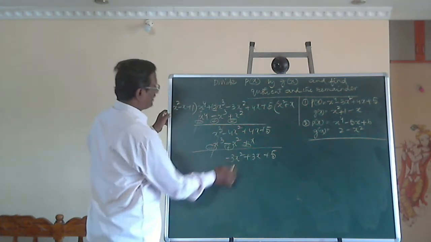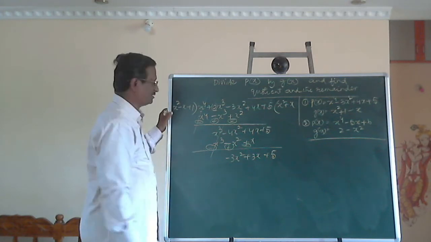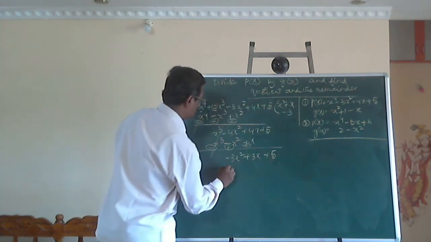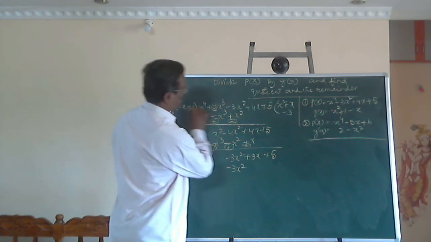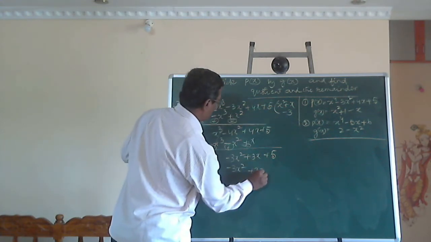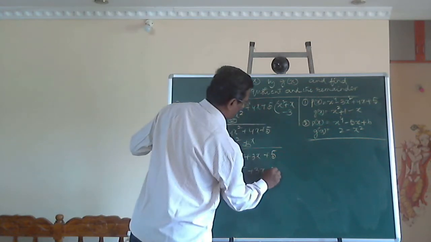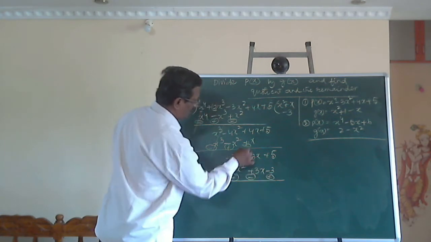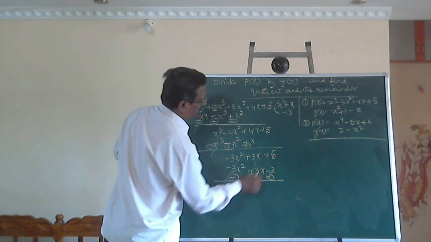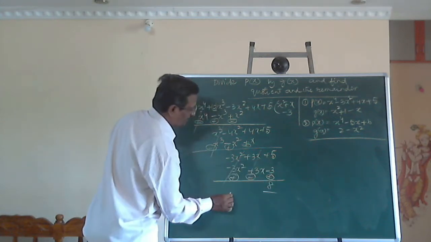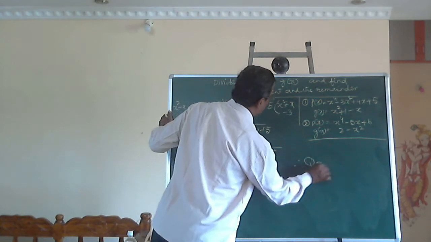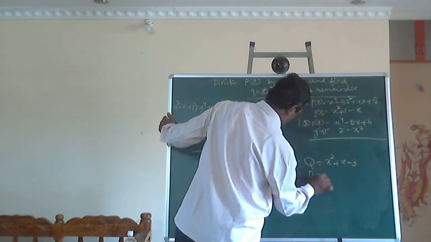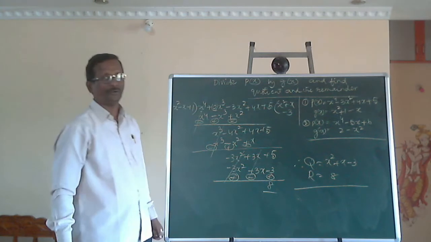Now it is minus 3x square and we have here the first term is x square. To get minus 3x square, it should be multiplied by minus 3. This is minus 3x square minus x into minus 3 plus 3x, 1 into minus 3, it is minus 3. Now here change the sign and then do addition. It is getting cancelled. It is also getting cancelled. 5 plus 3 is equal to 8. Therefore quotient is equal to x square plus x minus 3 and remainder r is equal to 8. This is how we do division.